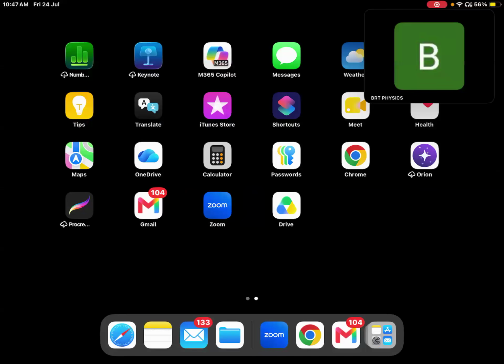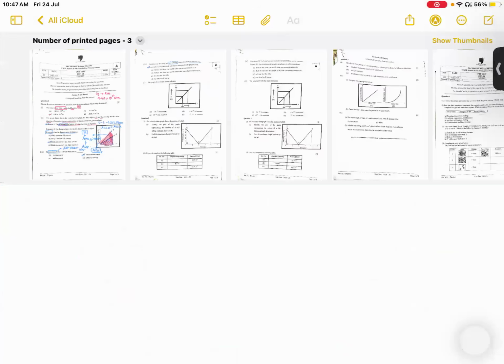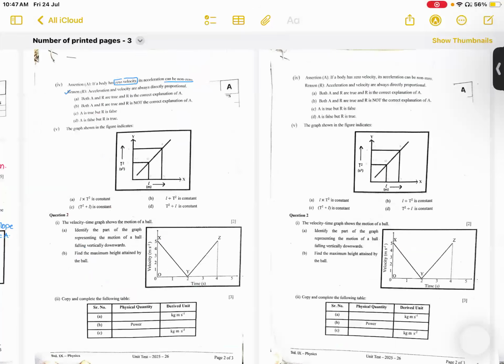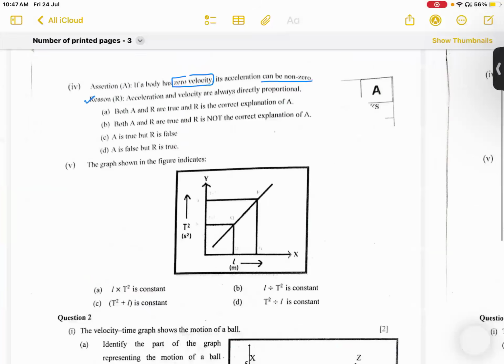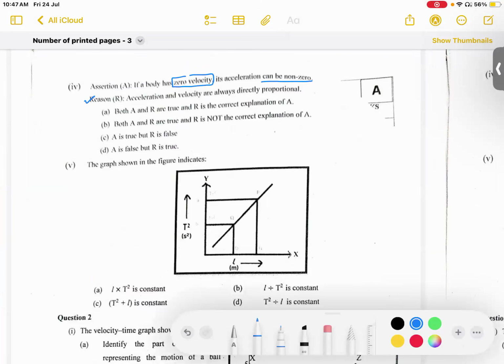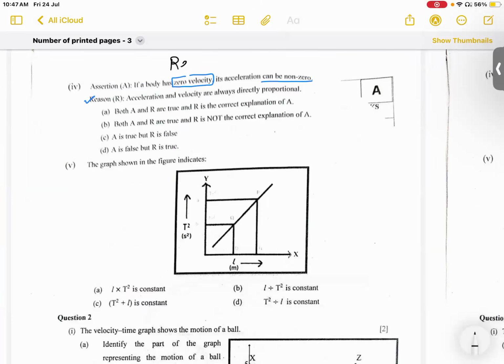So we were discussing this question, guys. The question is: if a body has zero velocity, its acceleration can be non-zero. This statement is true. Let me try to give you a basic idea. How does it matter? See, first of all, let's try to understand what the question says. Zero velocity, matlab object at rest, which means there is no change in velocity. If there is no change in velocity, then acceleration can be non-zero, right?